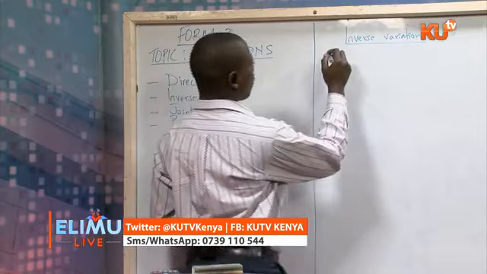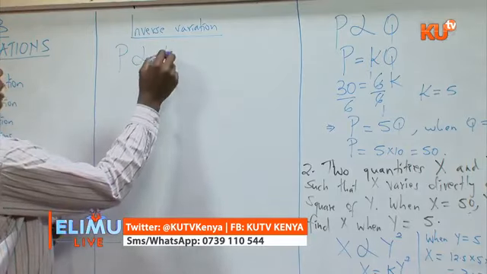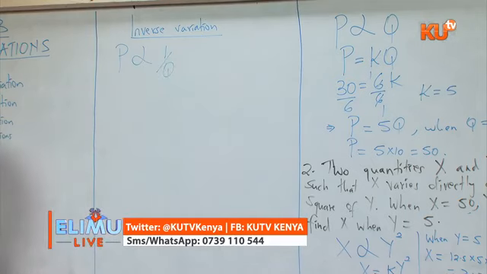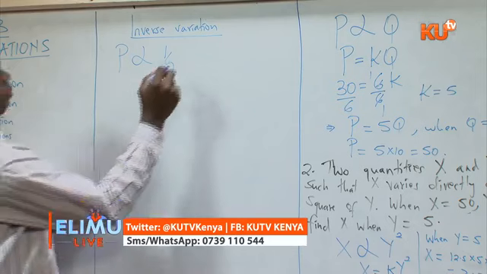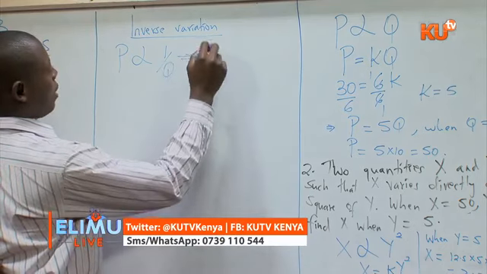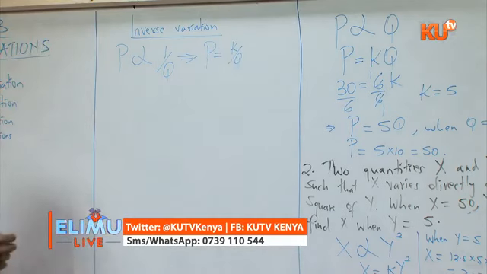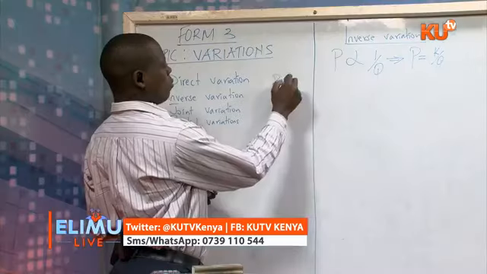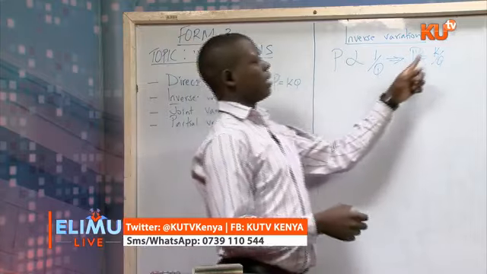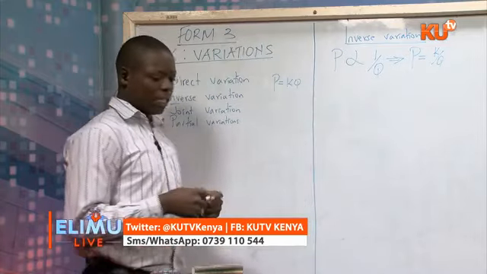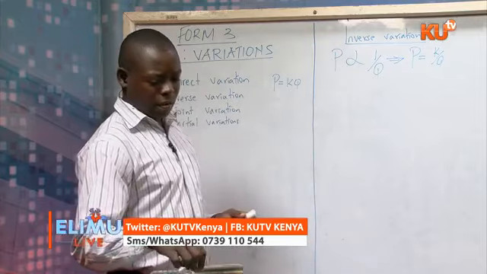In inverse variation, for example, P and Q, we'll say P varies inversely as the reciprocal of the quantity Q. This is used to imply inverse variation. And so we connect this again, introduce an equal sign, P becomes K over Q. If you compare it with direct, it is P equal to KQ. You multiply. But now in inverse variation, it is K over Q because the two quantities are reciprocals of each other. When one is increasing, the other one is decreasing and vice versa.